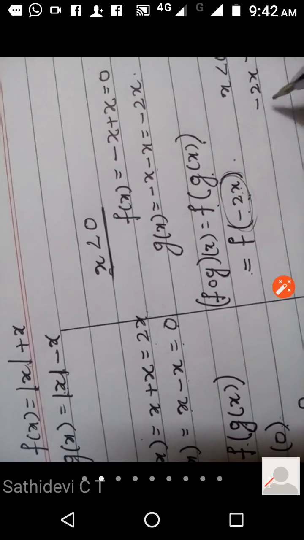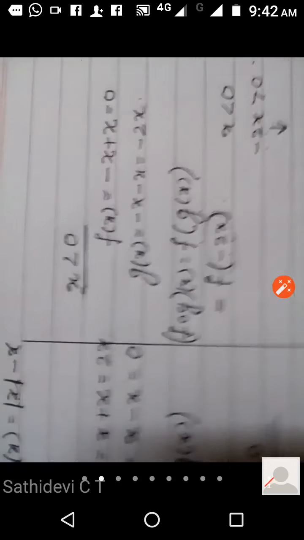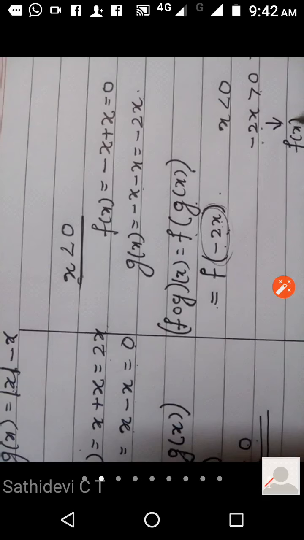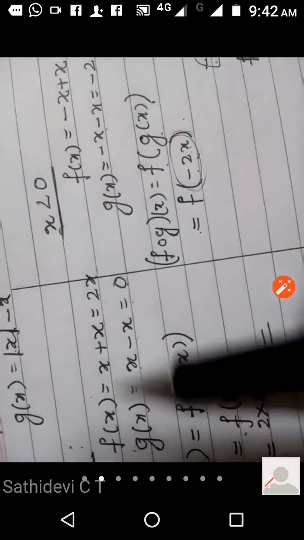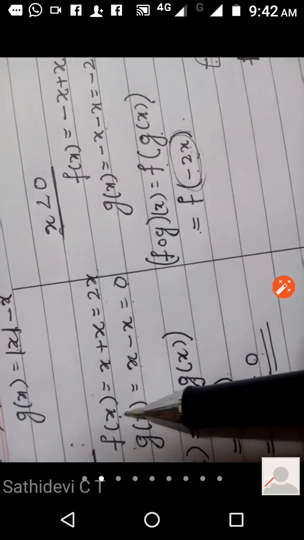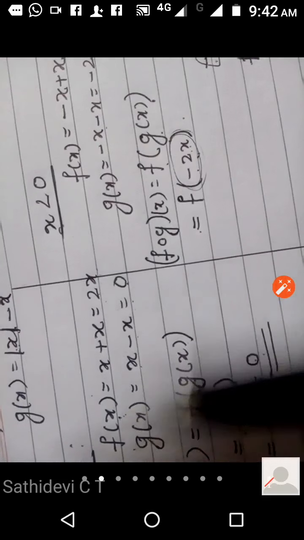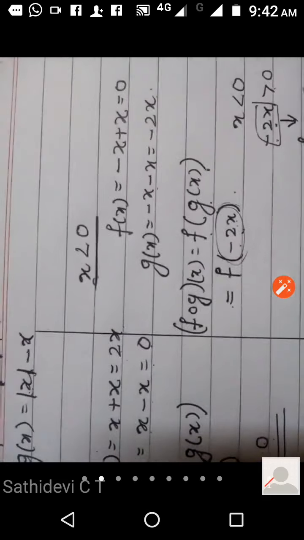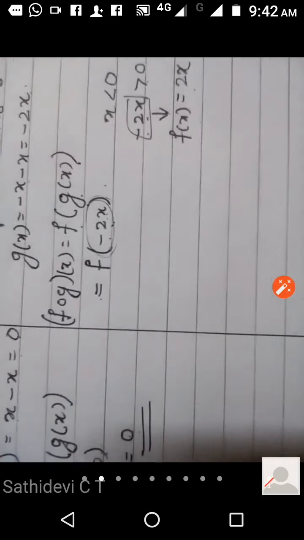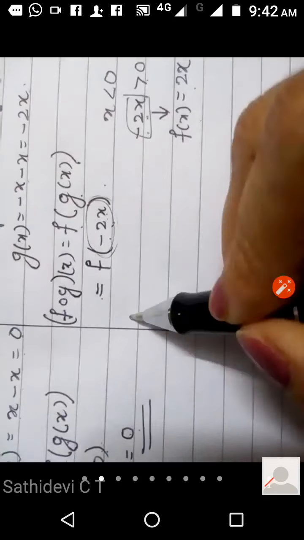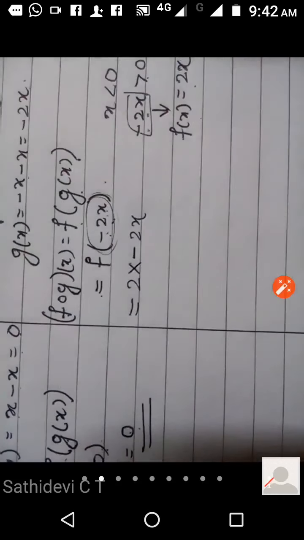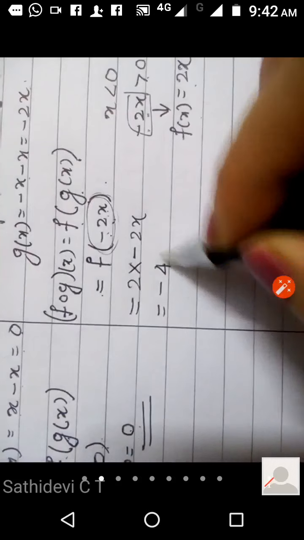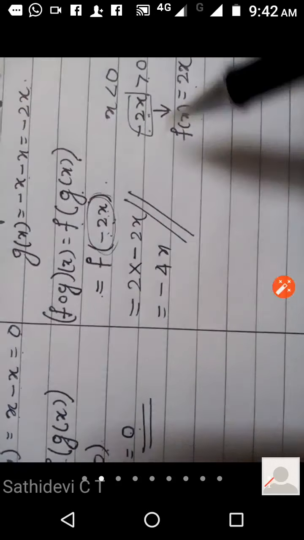So minus 2x greater than 0, then what is the definition of f of x? This is positive, and on the positive value f is operated. And when greater than, that means positive value, here is the definition. This you have to apply. Your definition is f of x is 2x. So here you see 2 into x, instead of x minus 2x. That is minus 4x. It's a very important step from where I could apply this result.